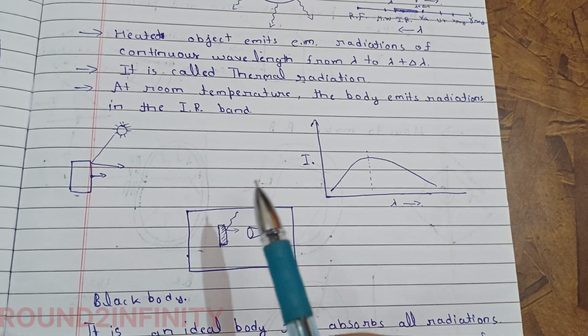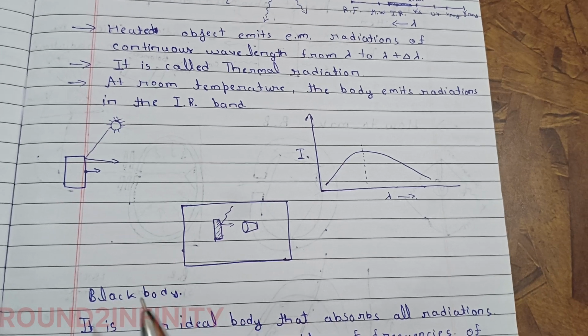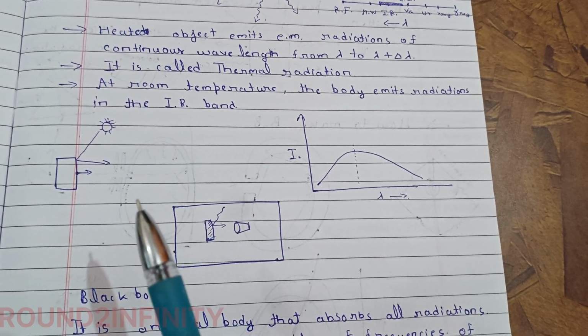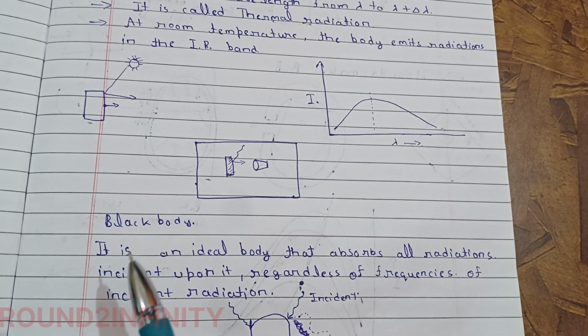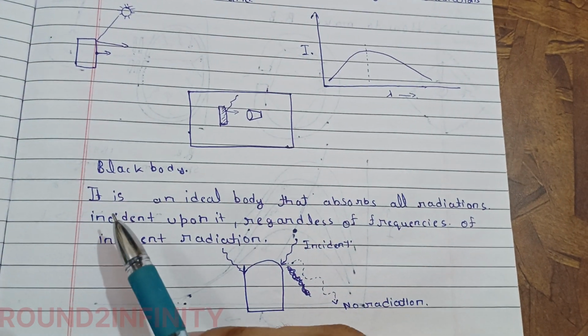So how do we get this graph? If there are so many limitations that we can't find a body from which we can study only the emitted radiations, how can we make that body? So this is the body which is the black body, by which we know what a black body is.